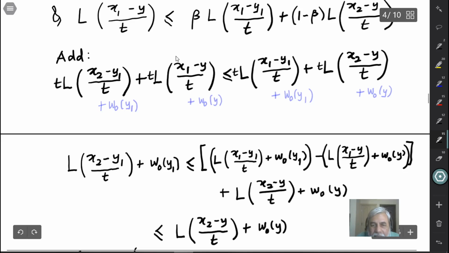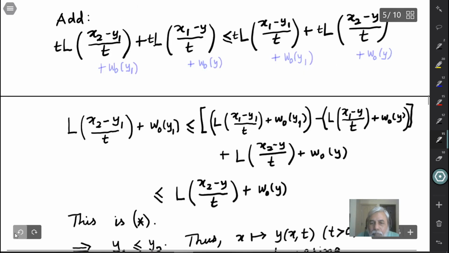Now I take this term on the right and club it with the first term. So this is L of x1 minus y1 by T plus w0y1, minus, I take this one to the other side, L of x1 minus y by T plus w0y, and the last term as it is, L of x2 minus y by T plus w0y.